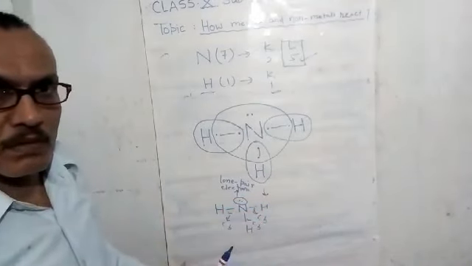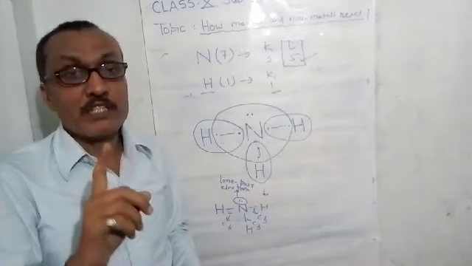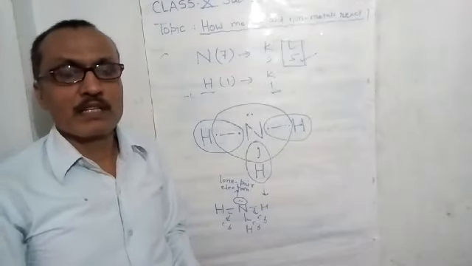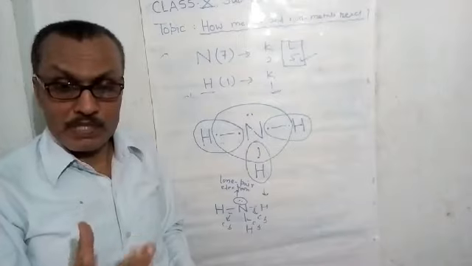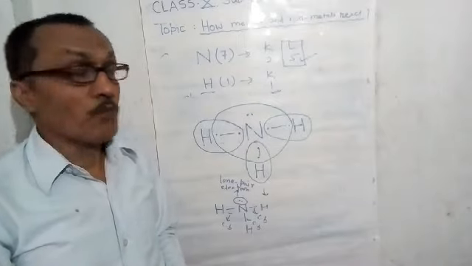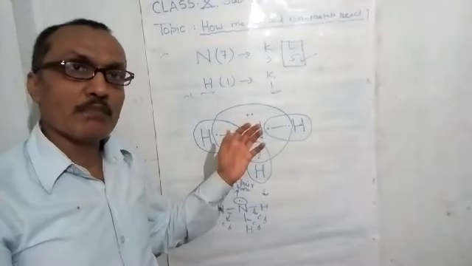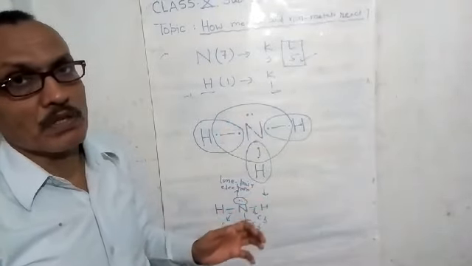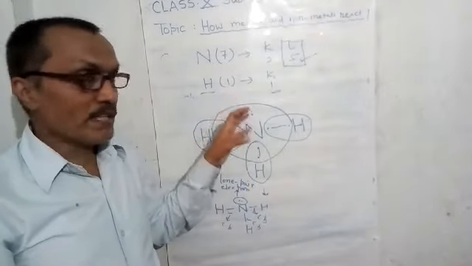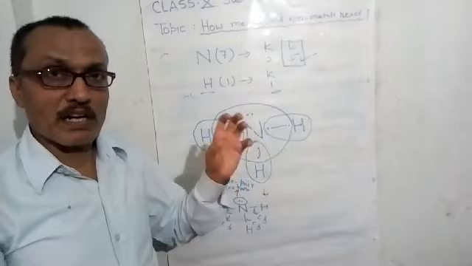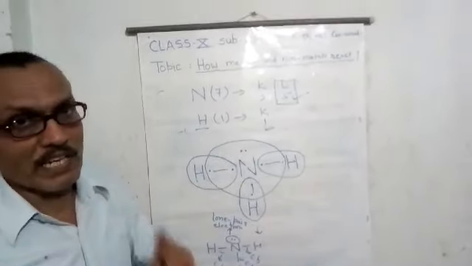Okay, now students, for today this is all. In my next class I will talk with you about some important properties of both types of chemical bond, means ionic bond and covalent bond. But once again keep in mind, metal and non-metal compounds are ionic and non-metal compounds are covalent.